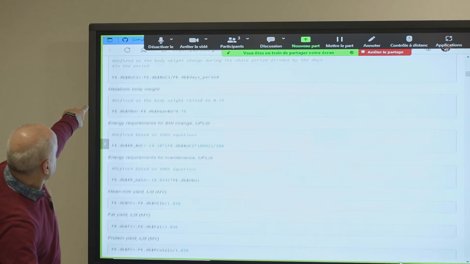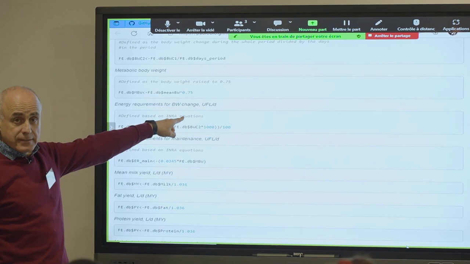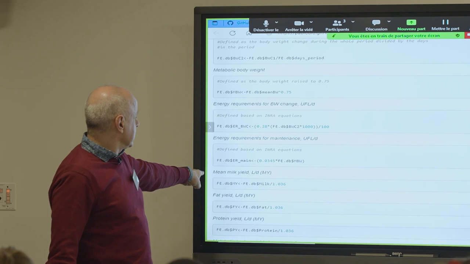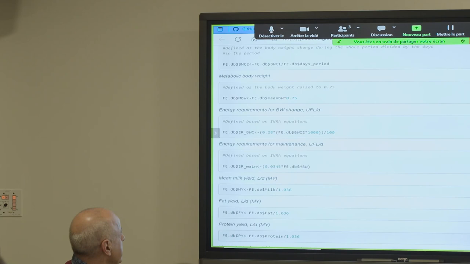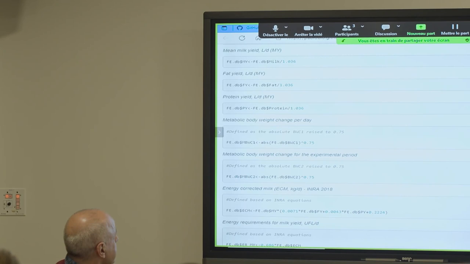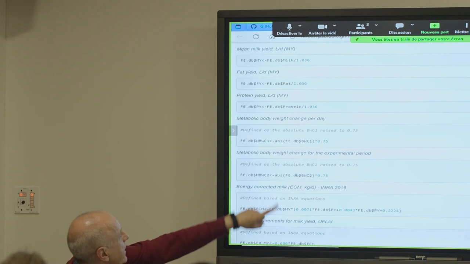First, the metabolic body weight, the energy requirements for body weight change. These are the units. The energy requirements for maintenance, and with the milk, we estimate the energy in the milk, the fat, the protein, and the metabolic body weight. The change per day, and the change for the complete experimental period.